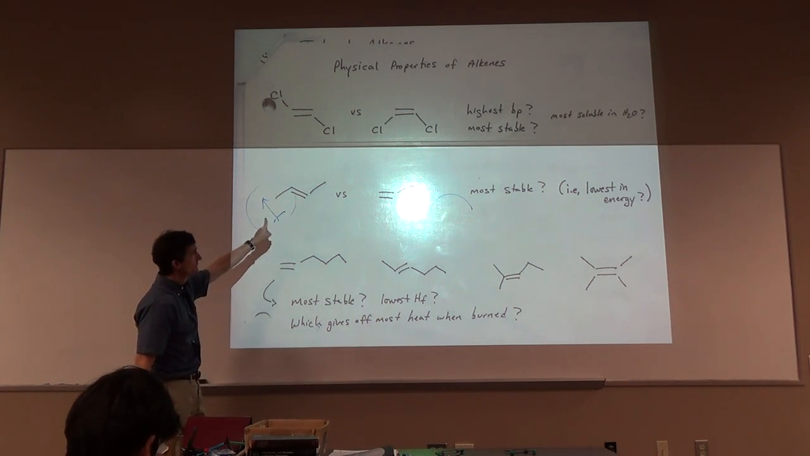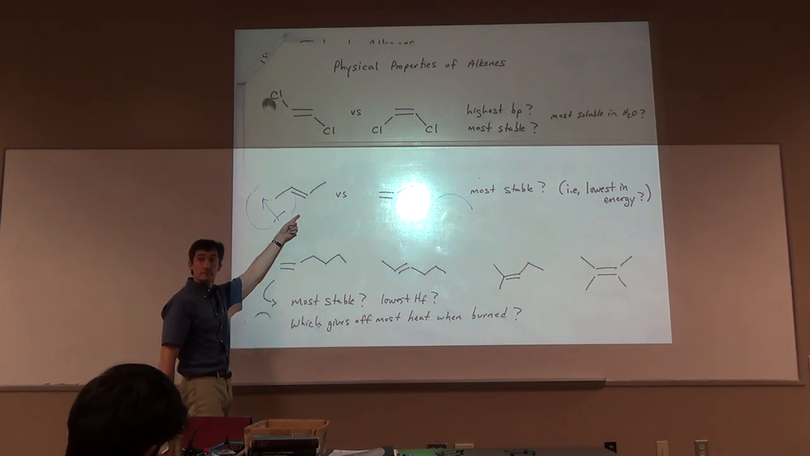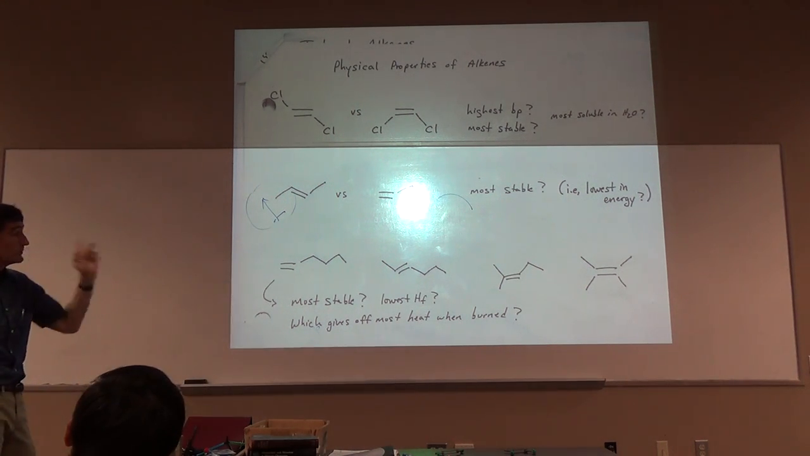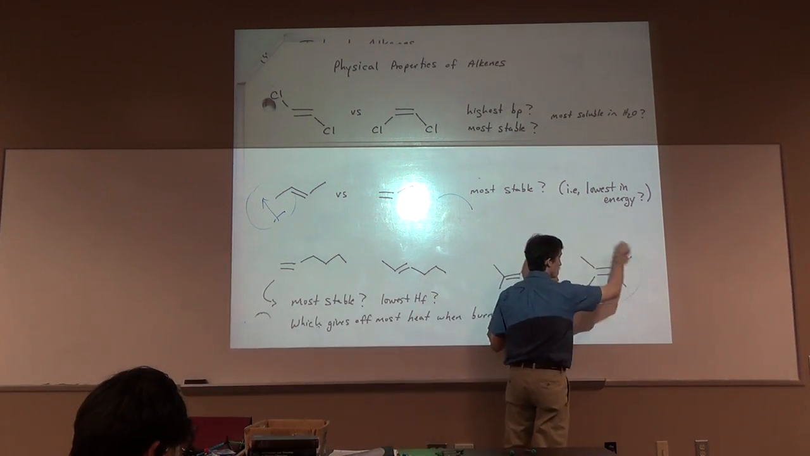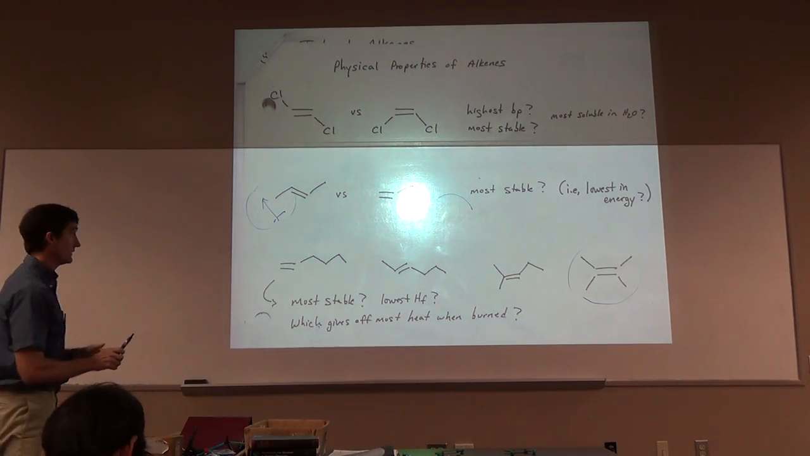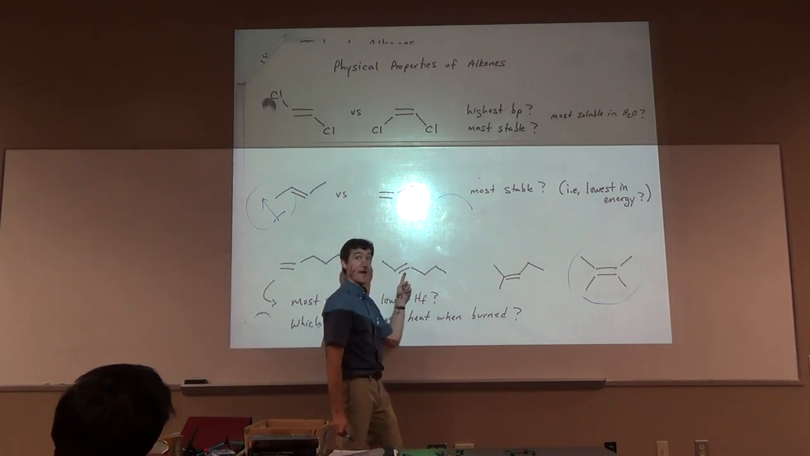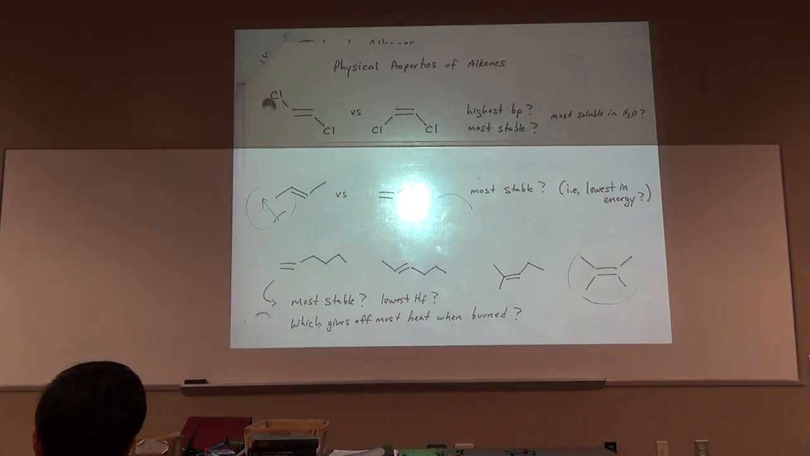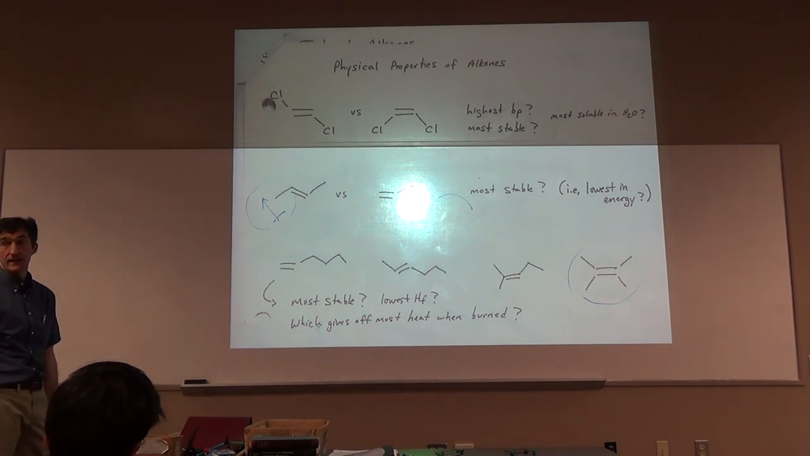Well, what do we say up here? More substituents, more stable. The one with more substituents on the alkene. So which one is that? This one here, right? Most stable? How many substituents on that alkene? Four. How many on this one? One. Only one. This one? Two. And? Three. Four. If I understand what a substituent is on an alkene, that's the one that's most stable. Okay? But we really haven't said why yet.